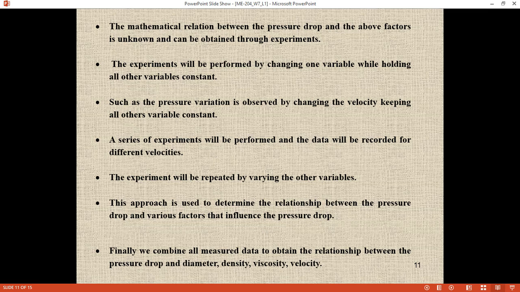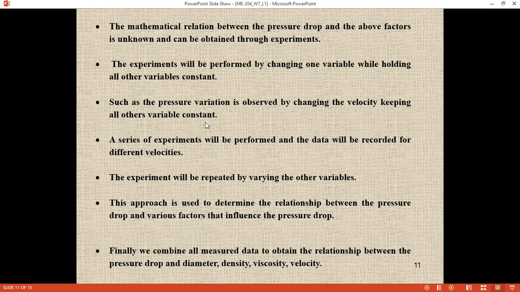If we change the velocity, how is the pressure drop varying? If you change the density, how is the pressure drop varying? At a time we can only vary one variable. Because if we vary two or three variables together, we cannot observe which variable the change is happening because of. So we have to vary one variable and keep the other variables constant, such as observing the pressure variation by changing the velocity while keeping the others constant.